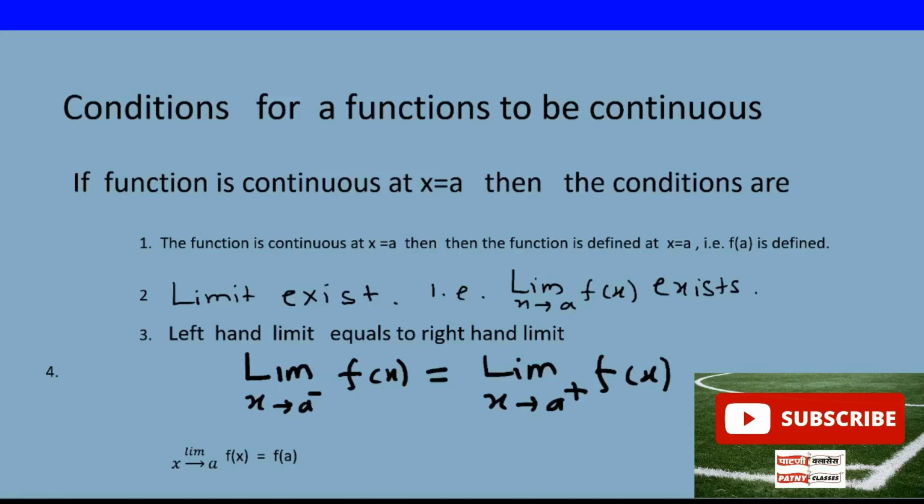If the limit exists, then only the function is continuous. If the limit does not exist, then the function is not continuous. We have seen the meaning of limit exists in our previous discussion. And the third important condition, the left hand limit must be equal to the right hand limit. And the last one, the limit as x tends to a of f of x must be equal to f of a. These are the primary conditions for the function to be continuous.